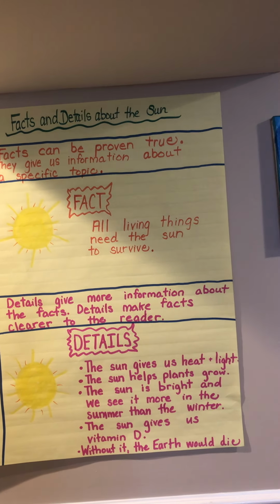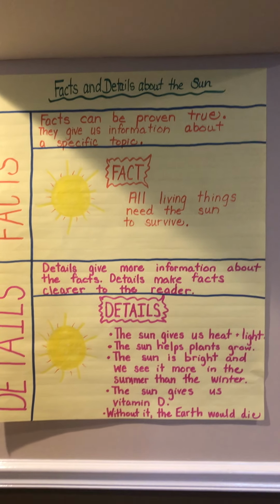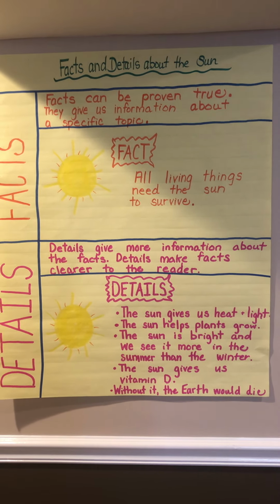What's another detail? Oh, the sun is bright and we see it more in the summer than the winter. That's true. That's another fact about the sun. Now, that fact might not show us how all living things need the sun to survive, but it is a fact about the sun. Here's another, or it is a detail about the sun, I'm sorry. Here's another detail about the sun. The sun gives us vitamin D. That's true. And you know what? Vitamin D helps to keep humans healthy and helps them survive. Wow, that detail totally proved that fact true.